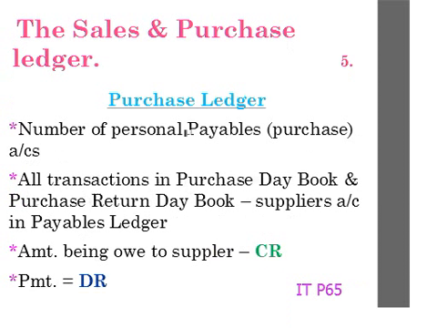The purchases or payables ledger consists of a number of personal payables accounts for suppliers. All transactions in the purchase day book and the purchase return day book are recorded in the individual supplier's accounts, in the payables ledger. Any amount being owed to a supplier will be entered in as a credit. Any payment to a supplier will be a debit entry.